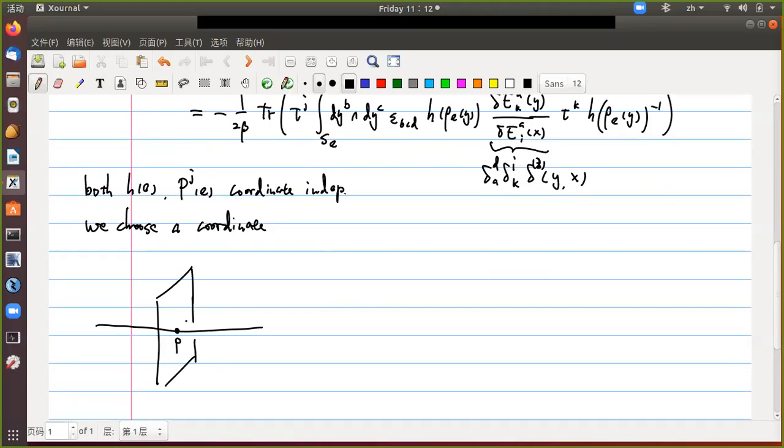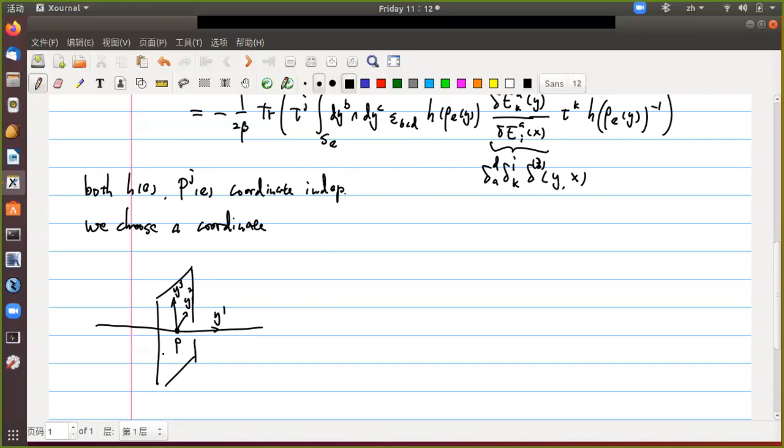Okay, and now I build this coordinate y such that two coordinate axes are lying on the surface, while the other coordinate axis is perpendicular. It's transverse. So let's say the transverse coordinate is y1, and then you have y2 and y3. Yeah. And this is a right-hand coordinate.